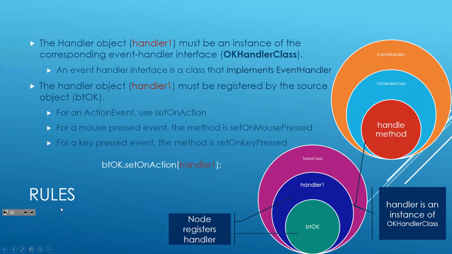The handler object that you created must be an instance of the corresponding event handler interface, that class that we created. The handler object must be registered by the source object, and it's the action event. So we did all of those things. We know what's going on. Now this picture shows just a little bit different of a view. First of all, we have our handler class. Then we have an instance of that handler class that we've named, and then we associate that with our node or our button. So we can actually kind of see how those pieces are related to each other.